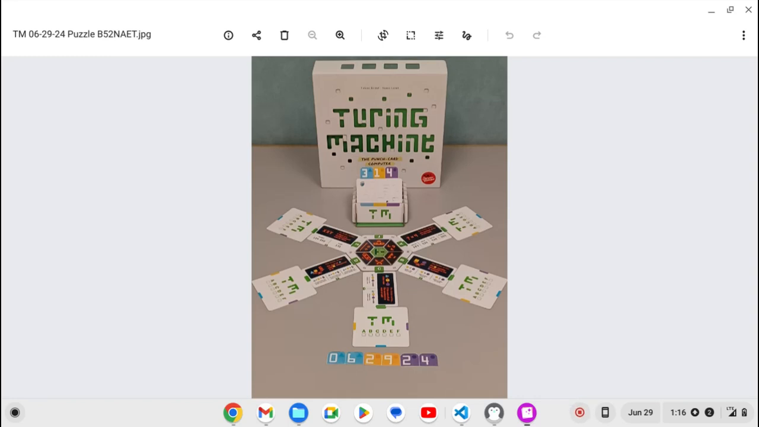Let's begin. Today's June 29th, 2024, and we're solving the Daily Turing Machine Puzzle. Today's puzzle uses 5 criteria cards and it's 5 verification cards. Let's go to turingmachine.info for the details.